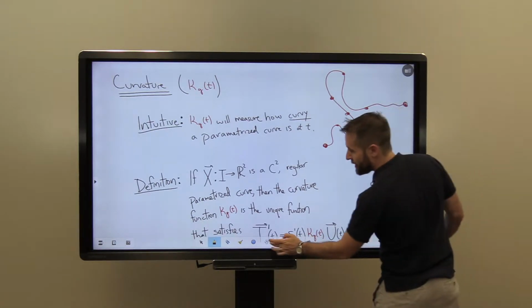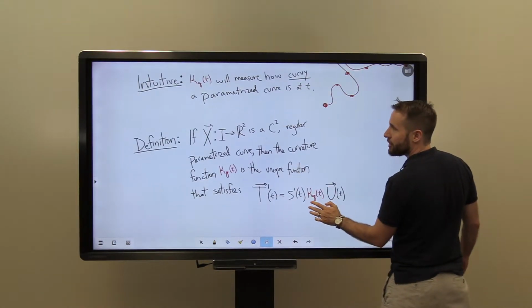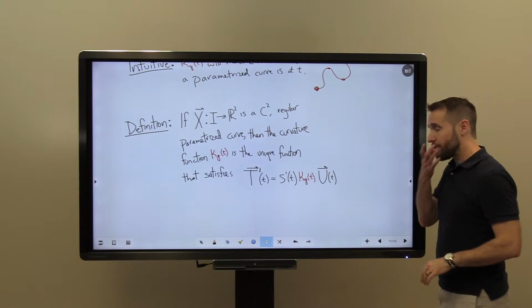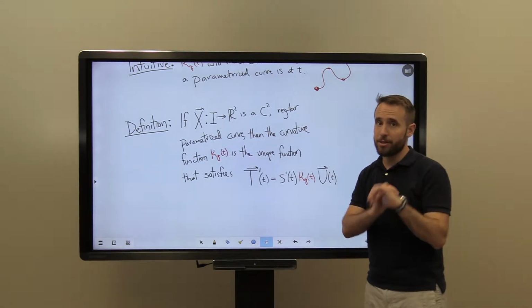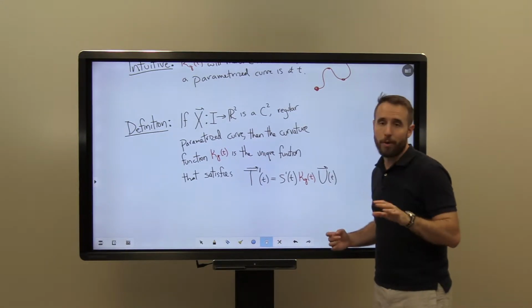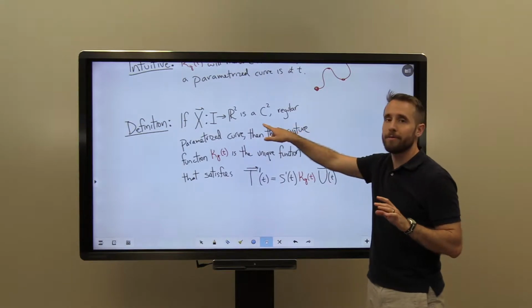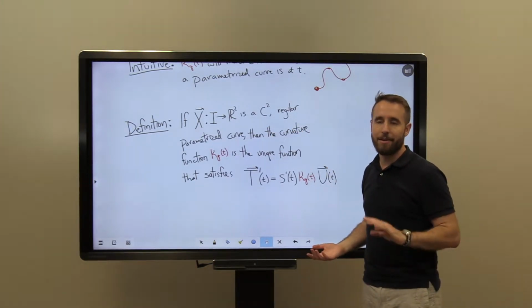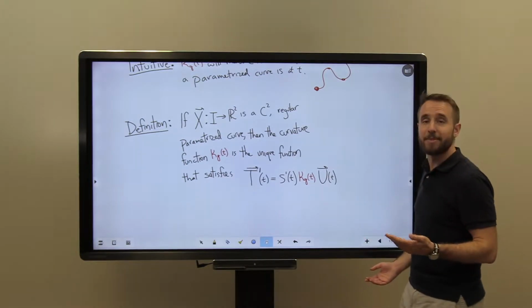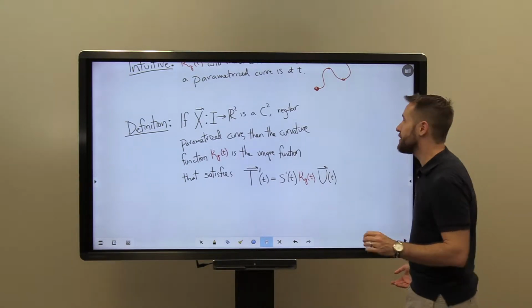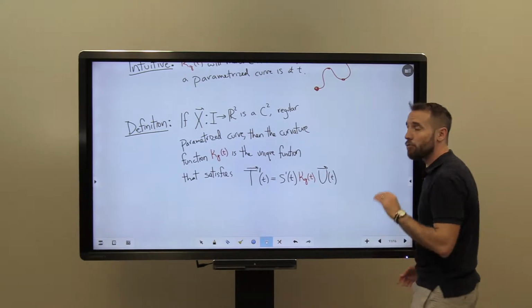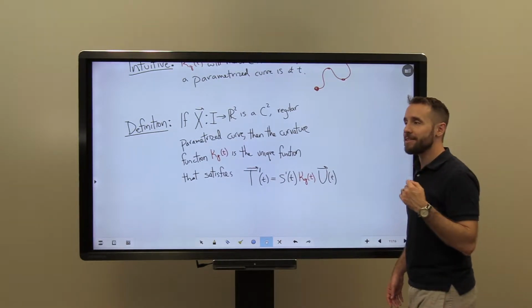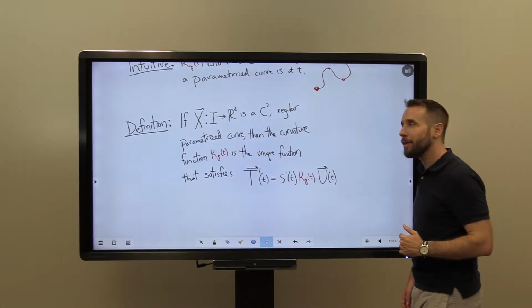So here's our actual definition of curvature, right? So first we have to start with a parametrized curve. We're going to assume that it's a C2 curve, which means that we can take at least two derivatives of it, and up to the second derivative, the derivatives are continuous. So it's a C2 curve. It's a regular curve, which means that the first derivative is never equal to 0.